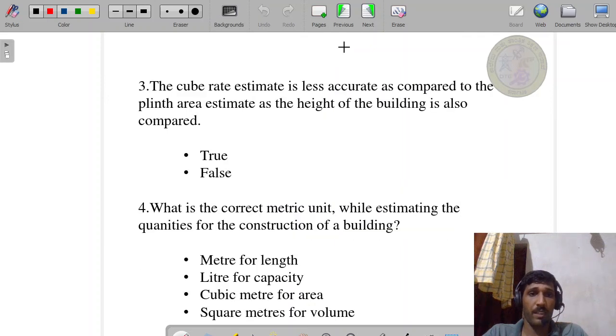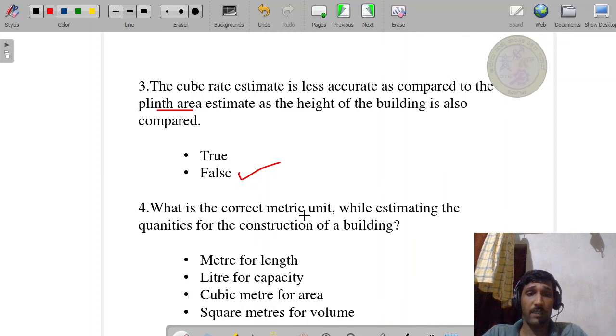Next, the cube rate estimate is less accurate as compared to the plinth area estimate, as the height of the building is also compared. Whether it is true or false? The answer is false, because the cube rate estimate, compared to the plinth area estimate, is the more accurate one.